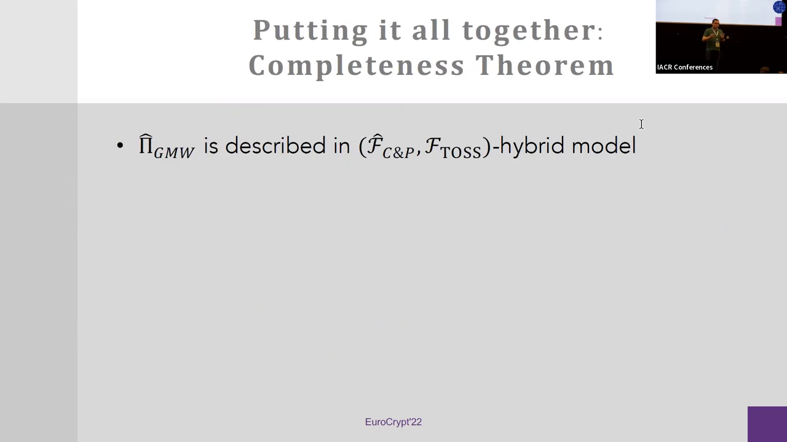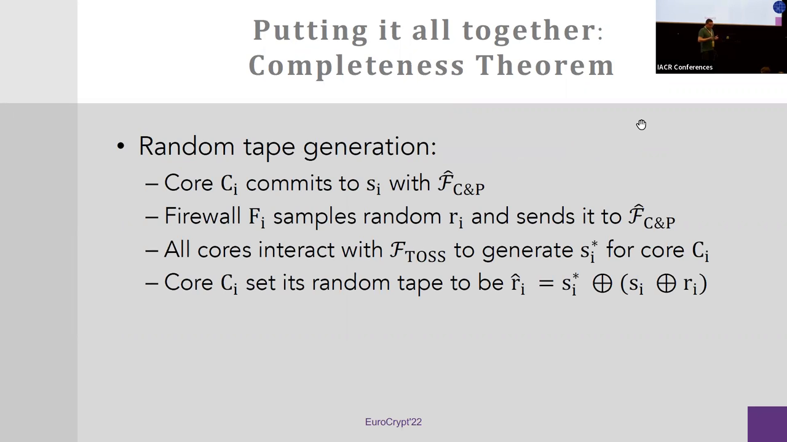Now let's put it all together and build this GMW using the commit and prove and the sanitized coin toss functionality. Now everything becomes pretty simple. You have the random tape generation, almost exactly as before. All the parties commit to a value with this FCMP functionality. They get some random string, and then they build this random tape for party i, which is this R hat i. And the other parties have the commitments to it.